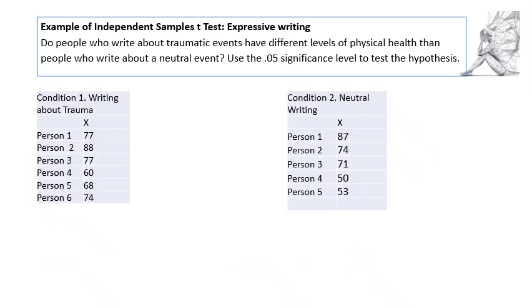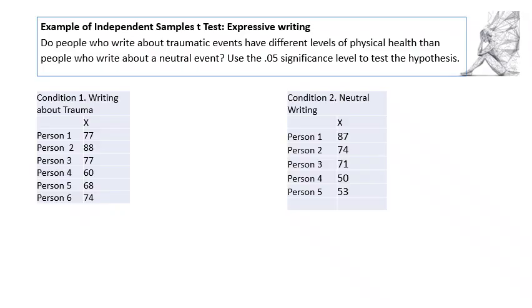So let's consider some examples of an independent samples t-test and what this problem would look like. The question that's asked is, do people who write about traumatic events have different levels of physical health than people who write about a neutral event? Use the 0.05 significance level to test the hypothesis. And this information is actually adequate to allow us to solve the problem.